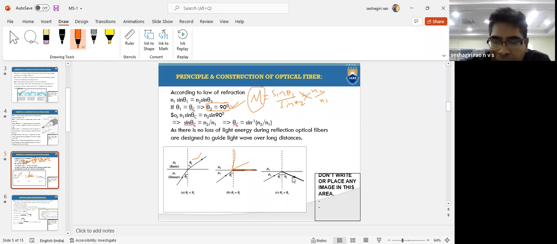So here, this is theta 1, and theta 2 is becoming theta 1 here. See, what is theta 2? Theta 2 is the angle of refraction. So the angle of refraction is becoming theta 1. That means the light is internally reflected into the same medium. Clear? That is why we write theta 1 is greater than theta c.